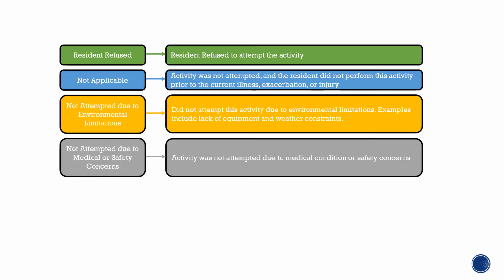By using these codes, we explain why an activity didn't happen better. It's like telling a clear story for each situation.